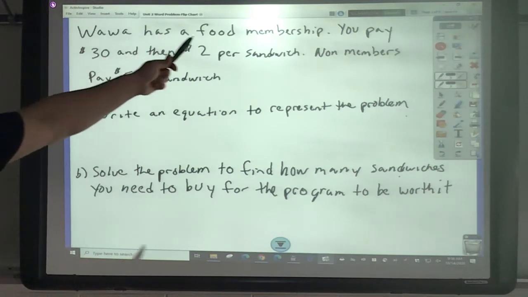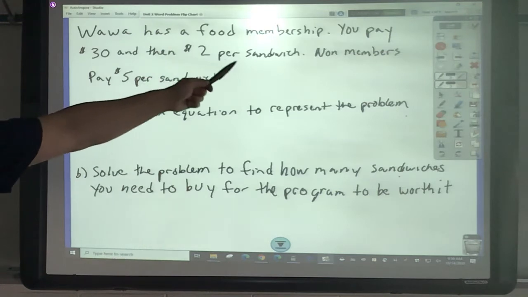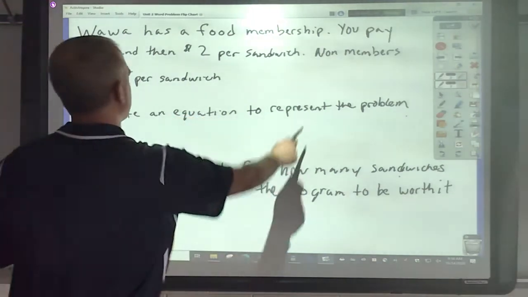It says Wawa has a food membership. You pay $30 and then $2 per sandwich. Non-members pay $5 a sandwich, okay? So we want to write an equation to represent the problem.